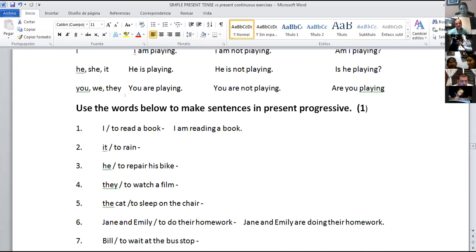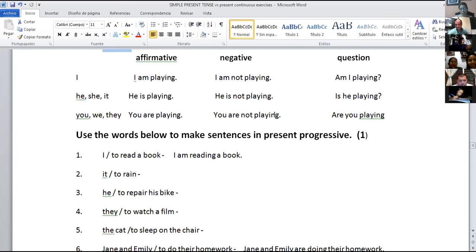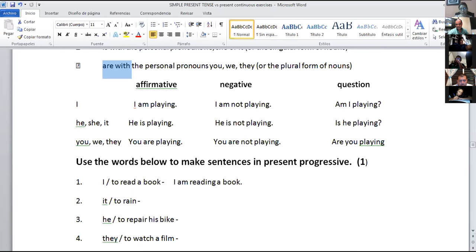For you, we, and they, we use are. You are playing. We are playing. They are playing. Negative, you are not playing, we are not playing, they are not playing. And the question, are you playing? Are we playing? Are they playing? Is that clear? Questions?